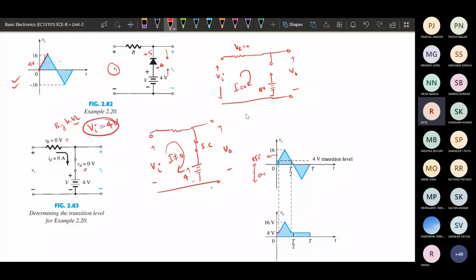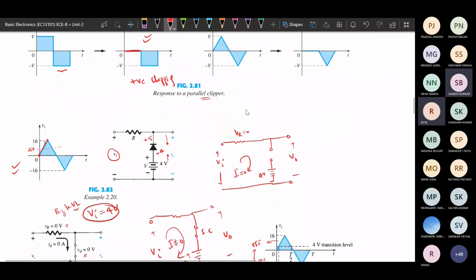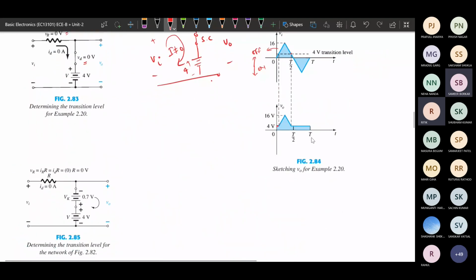So in the above case, it was a positive clipper. Okay, we are clipping the positive half of the input waveform. Now in this case, we are clipping the negative half, we are getting the positive half.